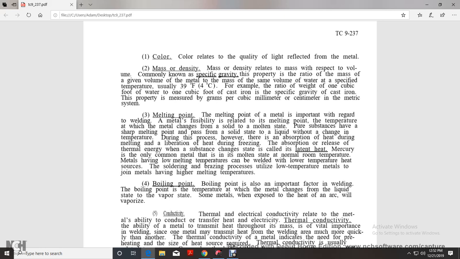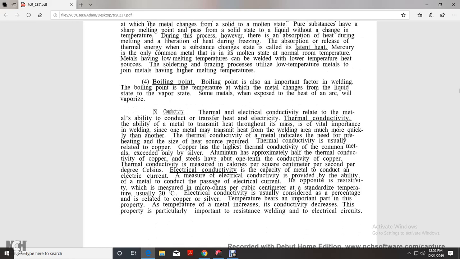Metals that have low melting temperatures can be welded with a lower heat temperature. Heat sources for soldering and brazing processes utilize low-temperature metals to join metals having higher melting temperatures. Boiling point is an important factor in welding. The boiling point is the temperature at which the metal changes from the liquid to the vapor state. Some metals, when exposed to the heat of an arc, will vaporize. Conductivity. Thermal and electrical conductivity relate to the metal's ability to conduct and transfer heat and electricity, with thermal conductivity being the ability of the metal to transfer heat through its mass.